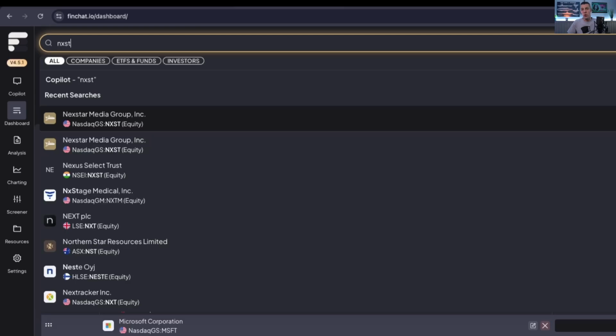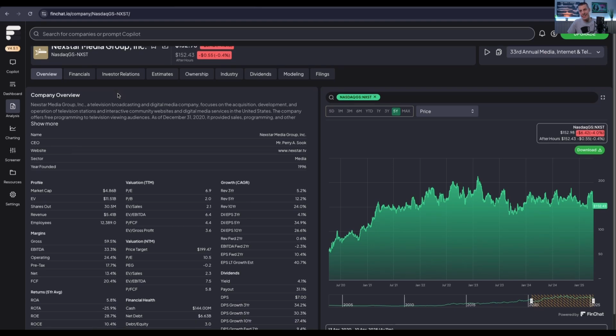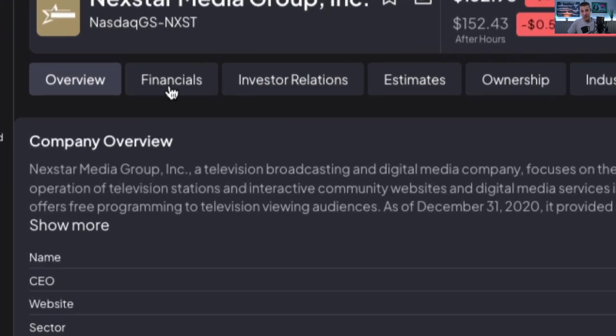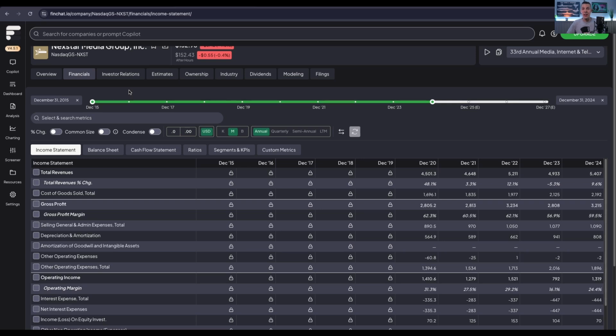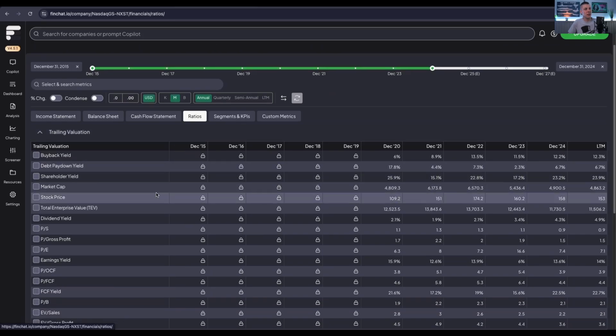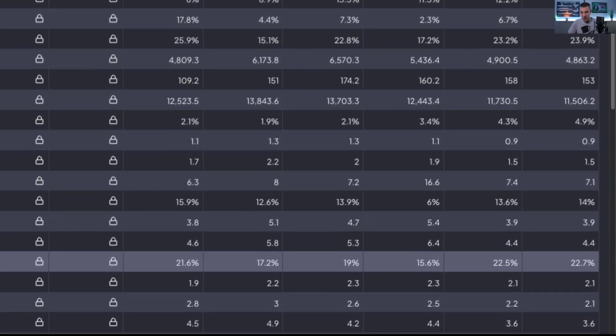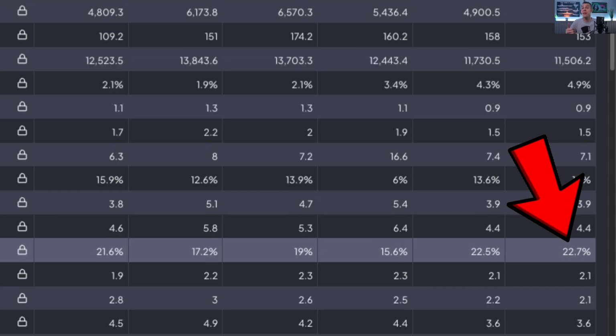Clickety-clack dashboard. We'll go with my Nexstar Media Group that I just bought, ticker NXST. You'll be whisked away to the summary page, but we're not going to stay here. We're going to click on financials, and in financials you'll have access to the income statement, the cash flow statement, and the balance sheet, but they're only going to give you the last 5 years. But we're going to hit ratios, and on ratios scroll down just a little bit until you see the free cash flow yield. Right there, all the way to the right, you'll see the last 12 months for Nexstar is currently 22.7%. But Russ, you say, what does that mean?